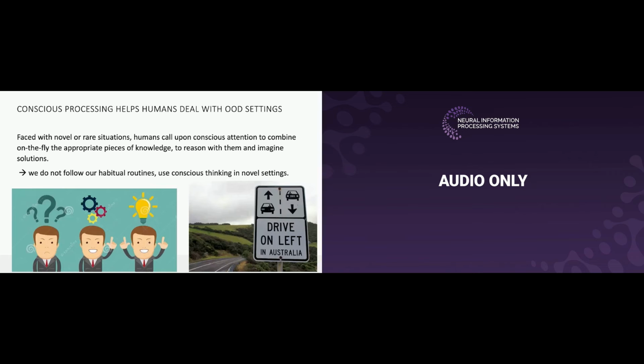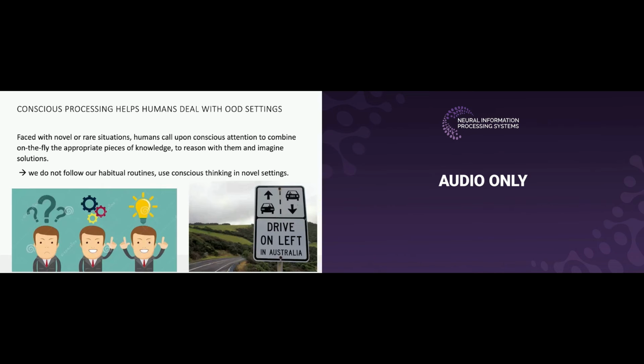When a human is faced with a novel or rare setting, for example, driving in Australia or in London after having spent your life driving in North America, well, there's one little rule that changes. You now have to drive on the left rather than on the right. Everything else is more or less the same. And humans can adapt pretty quickly to this, but they adapt in a special way.